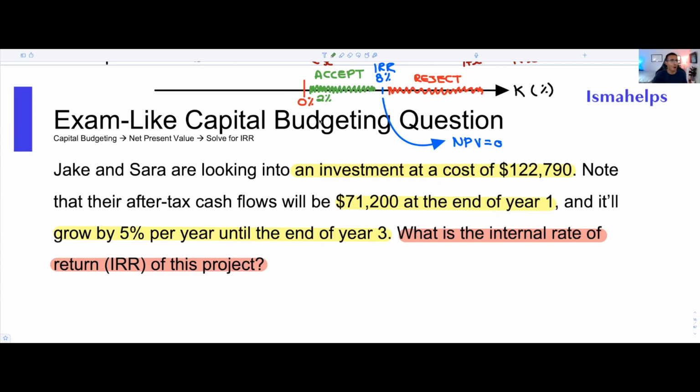So now we could solve this question, in which we know that we have an initial investment. I'll stick with green. We have an initial investment of $122,000. Now we also know that our first payment is equal to $71,200. But this amount is growing by 5% per year, and because it's growing by 5% per year, this will require us to make some adjustments.